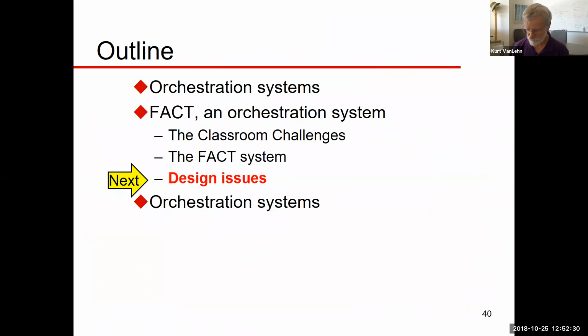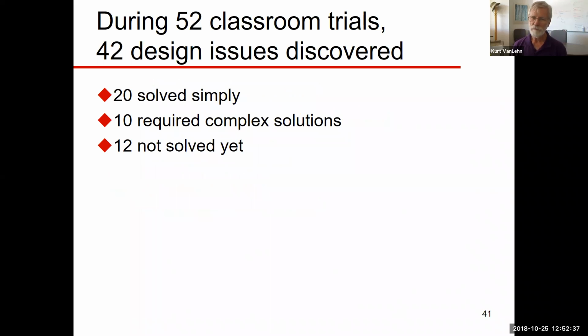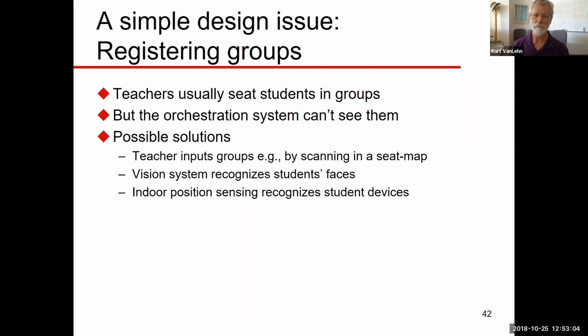So, design issues. We learned a lot by building the Fact system, and I think anybody would building their own orchestration system. So we've run into about 42 design issues in the 52 classroom trials that we've done so far. 20 of those turned out to have simple solutions. 10 required very complicated pieces of software development, and 12 we haven't solved yet. So just to give you a flavor of what we've learned, I'll talk about one simply solved issue and one complexly solved issue. So here's a simple one.